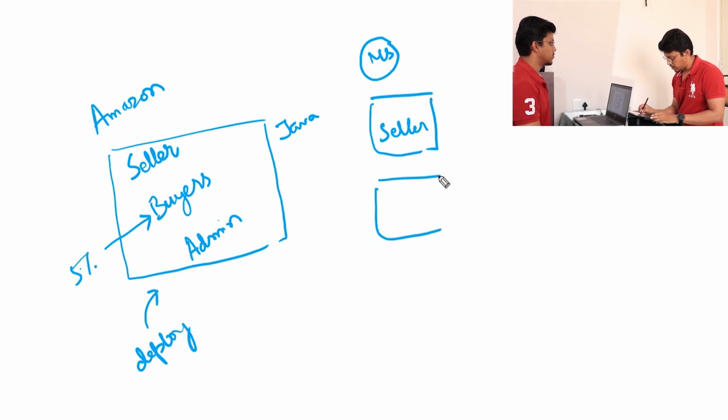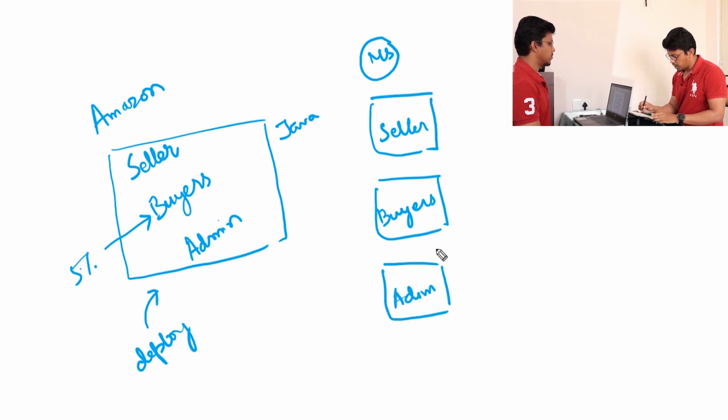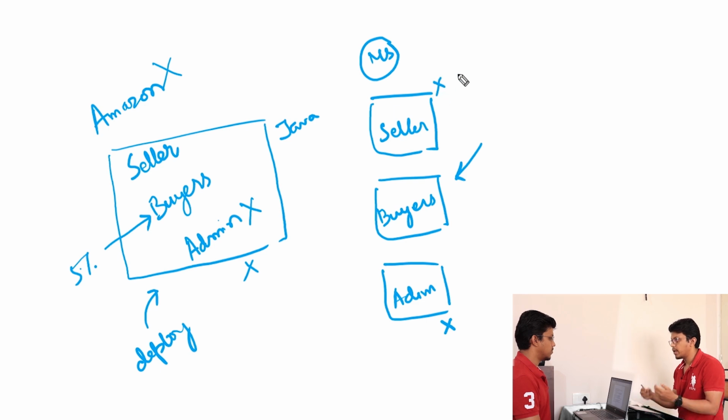buyer will be another application, and the admin would be another application. So here what happens is, if the admin is down, or if the server is down, the entire Amazon website is down. But in this case, if admin is down, people can use the buyer option. Or if the seller is down, the seller will not be able to add any further items to his store, but the buyer can check out from his cart, and can add anything from other sellers or which are already in the stores.